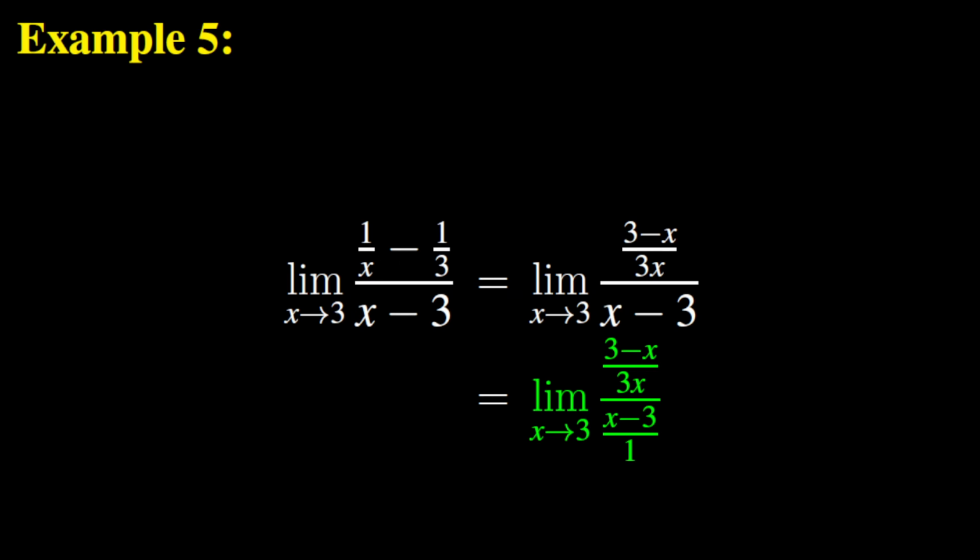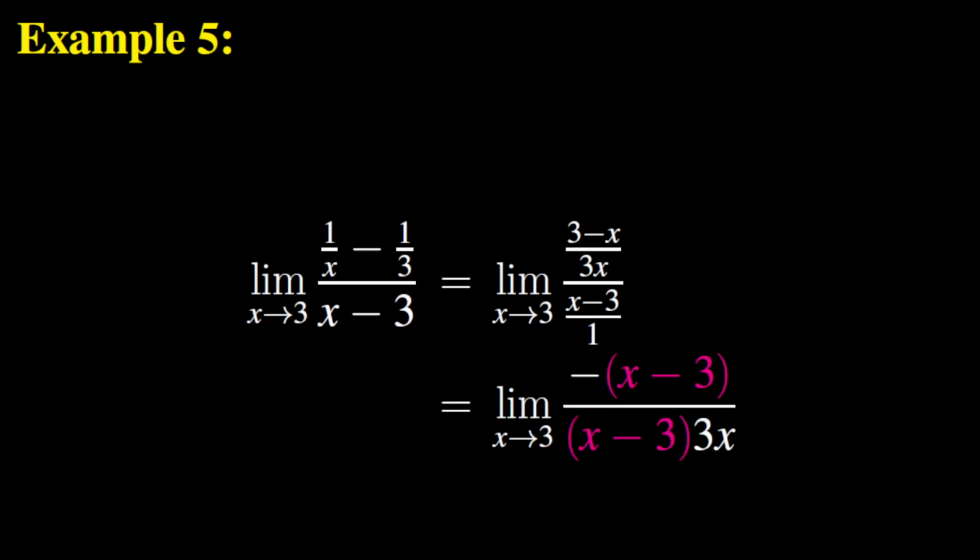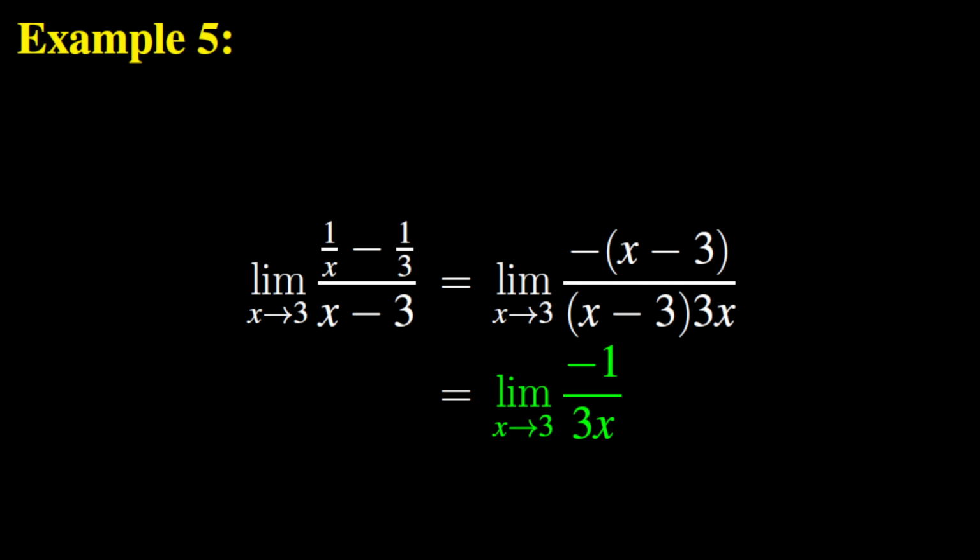Given that, on the numerator, we have a fraction and on the denominator, we have a polynomial, it is usually simpler to also write the denominator as a fraction. We do it by just dividing the polynomial x minus 3 by 1. Now, we have a fraction of fractions. This can be simplified by multiplying the fraction on the numerator by the reciprocal of the fraction in the denominator. We rearrange the numerator, and it turns out that x minus 3 is the common factor of both the numerator and denominator. Then, we simplify x minus 3 and obtain negative 1 divided by 3x.